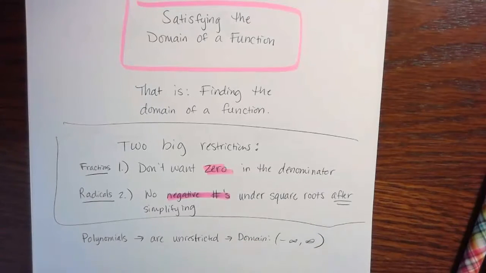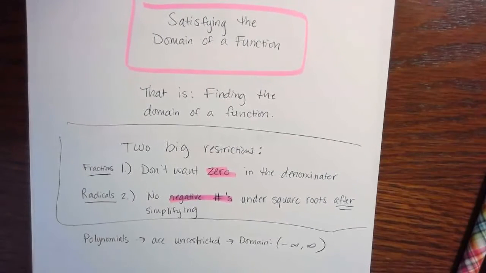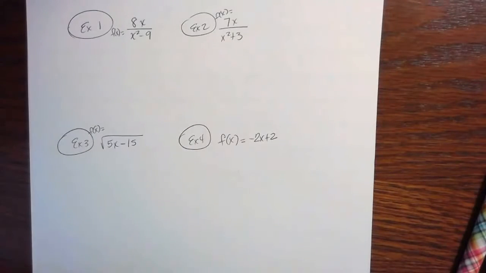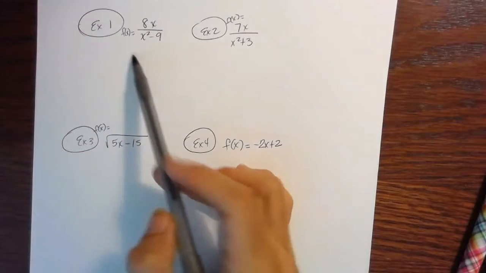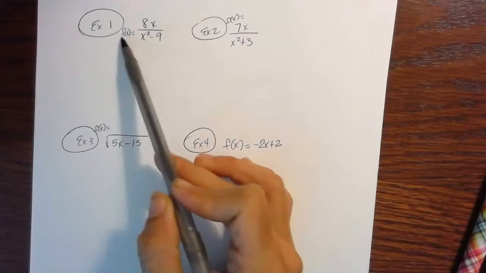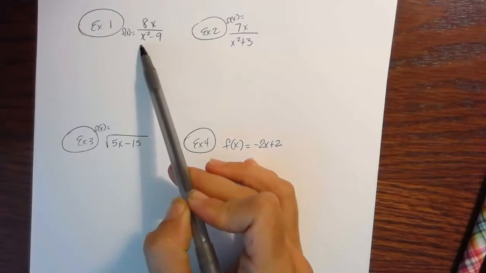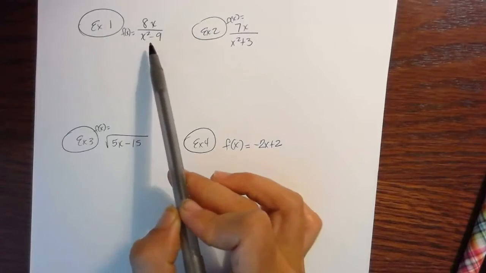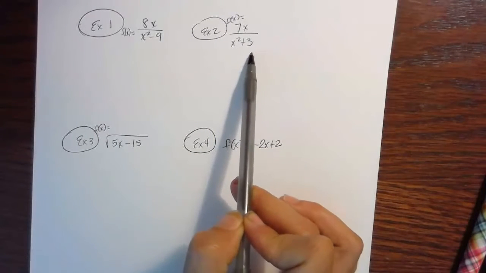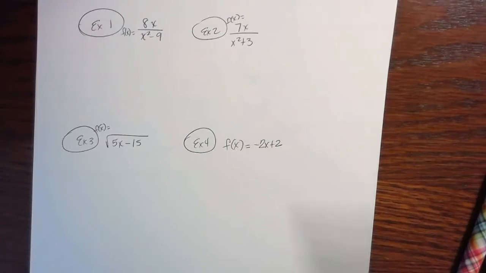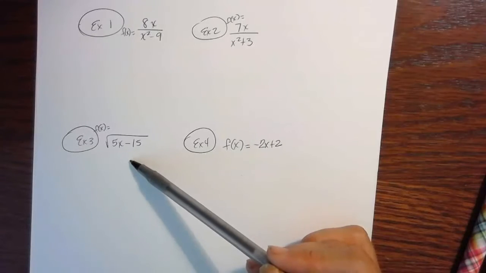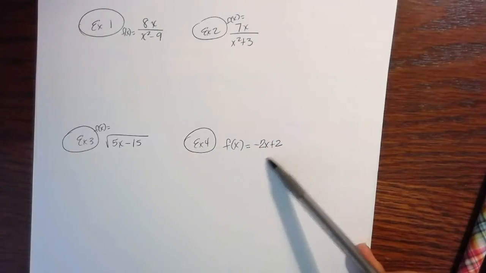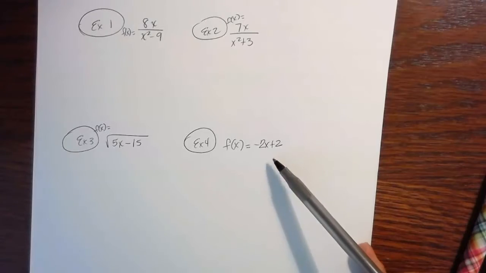And then with radicals, you don't ever want to end up with a negative underneath the radical, so there are some restrictions there. So the first skill is recognizing which case you have. If you take a look at these four examples, example 1 and example 2 are both examples of fractions. Example 3 is an example of a radical. And example 4, notice there's no radical, no fraction. This would be a polynomial.